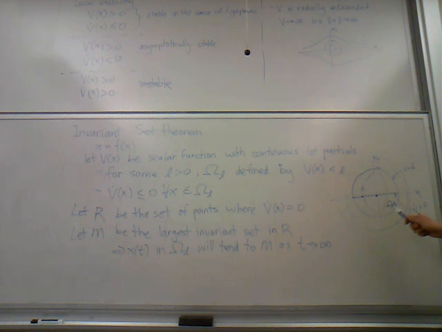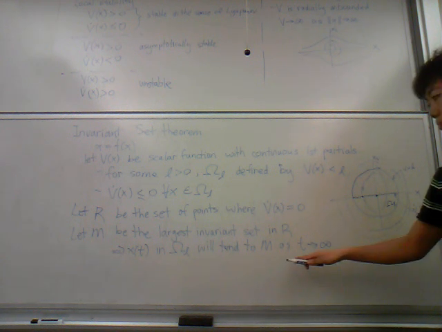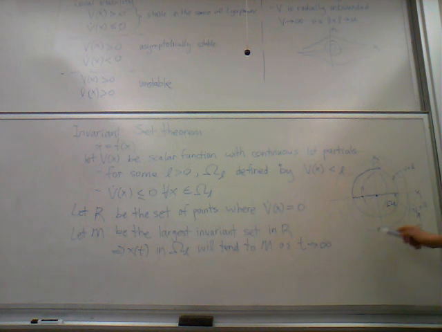So then we can say that this will be asymptotically stable, and x of t will tend to the origin as t goes to infinity. I think I said limit cycle earlier. That's not the case here. Any questions on that?